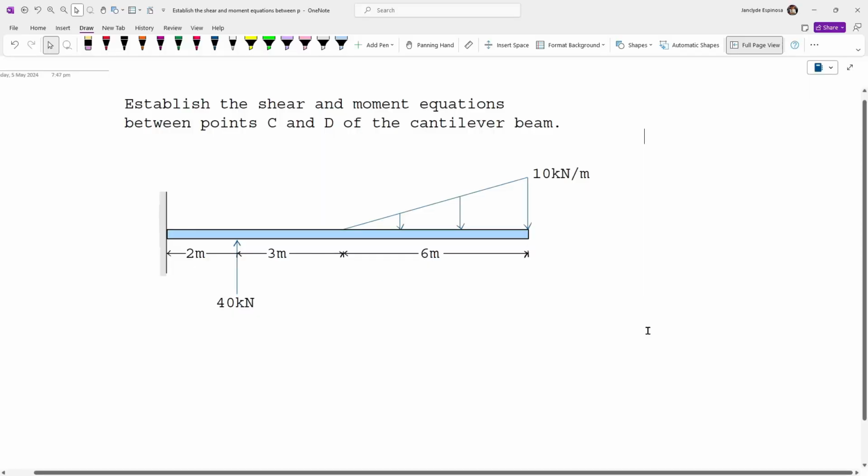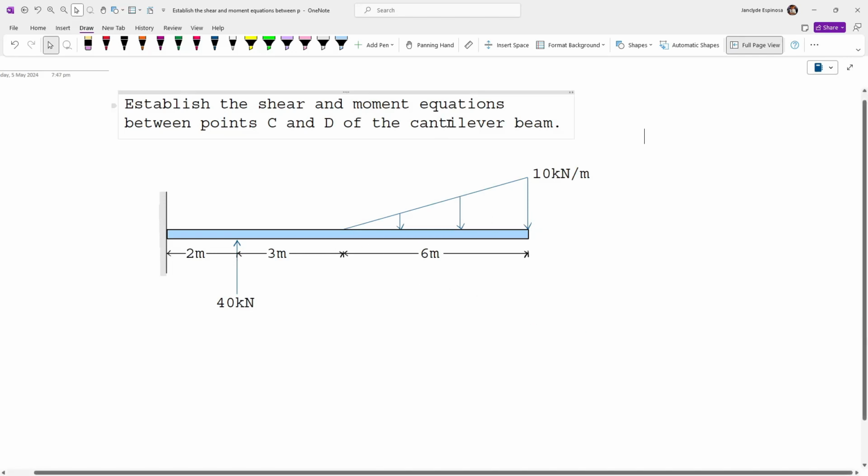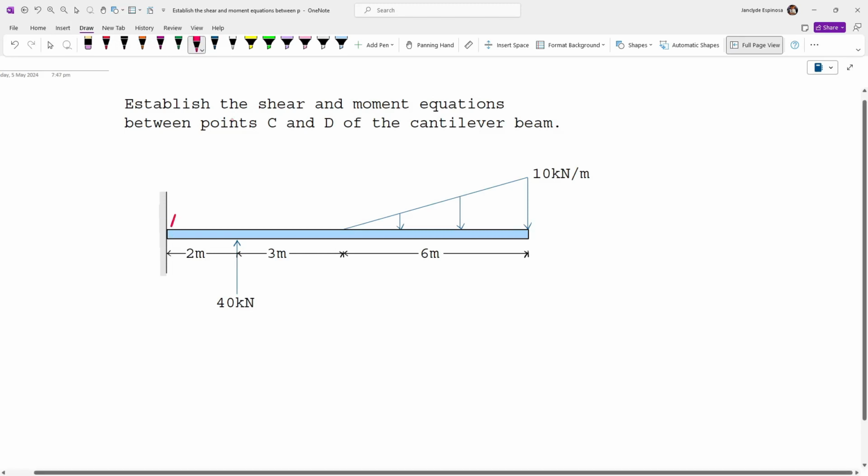Now we're gonna move on to another example. In this problem, we're gonna establish the shear and moment equations between point C and D of the cantilever beam. Now first, we'll label our points. This will be point A, the location of the support or the left end, and then this is point B because there is a concentrated load right here, and then this is point C, while this is point D.